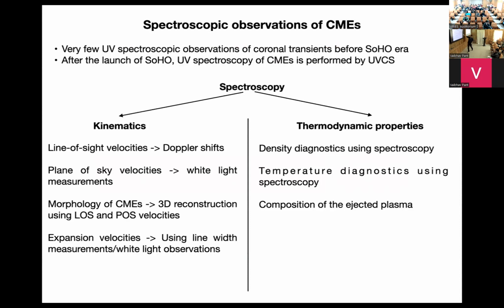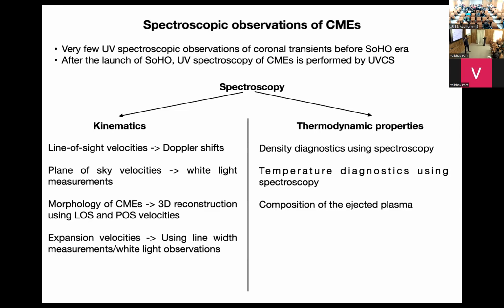If you need the kinematics, the kinematics is determined by the line of sight velocities, which are given by Doppler velocities, which are given by the spectrograph. Plane of sky velocities will be given by the white light coronagraph. If you combine these two, you will get the 3D velocity structure of the CME. That's where it is important. For the morphology of the CME, you can do a 3D reconstruction using the line of sight and the plane of sky velocities, right? Similarly, you can study the expansion.